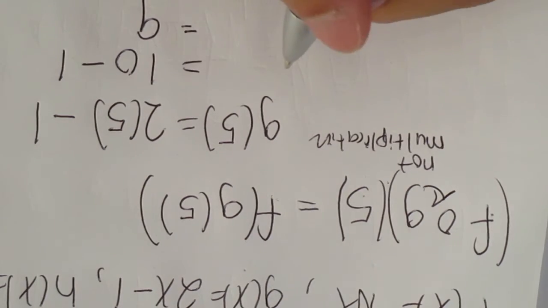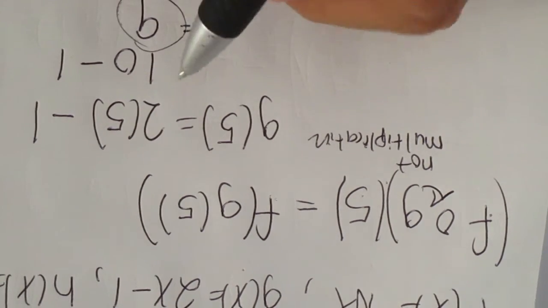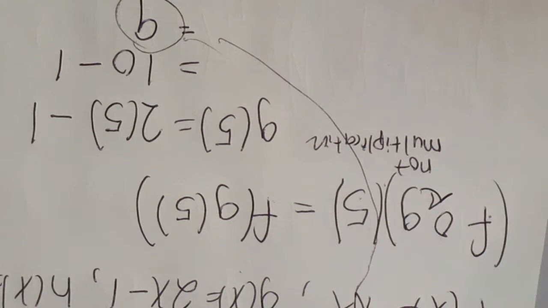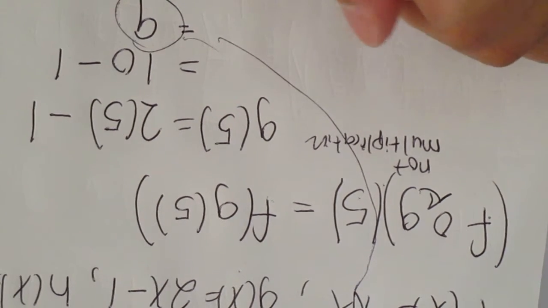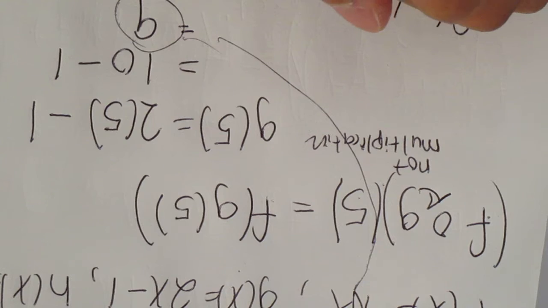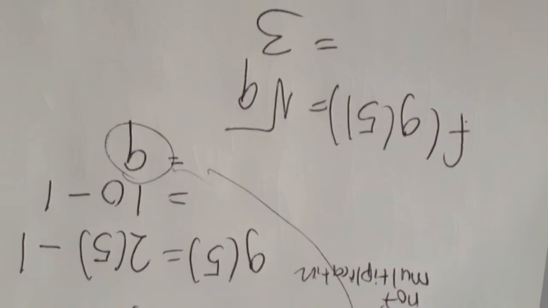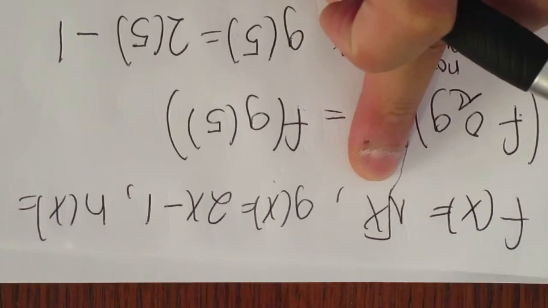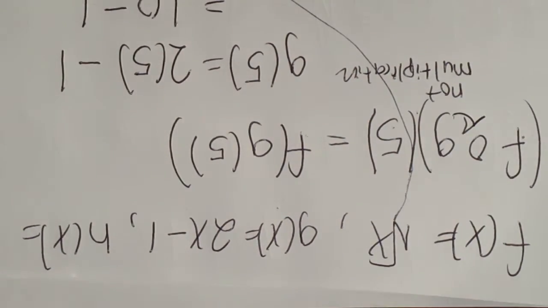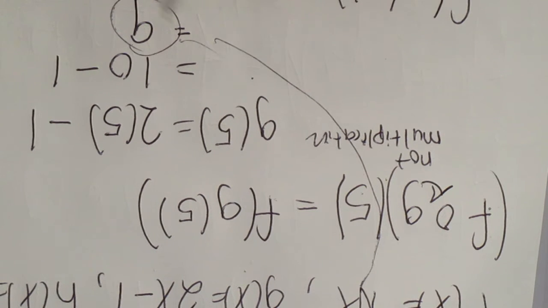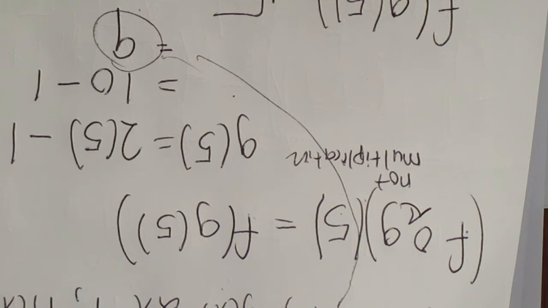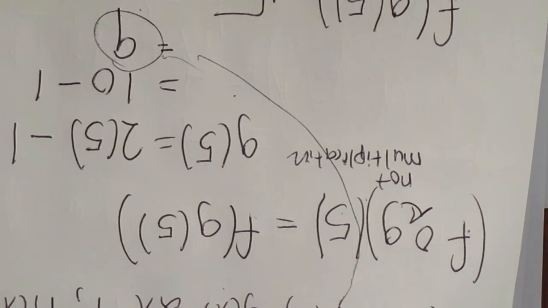Okay, whatever this answer is, you plug that into the function f. So f of g of 5 is square root of 9, which is 3. Right? Because f of x is square root of x, and we already know that g of 5 is 9, so it's just plugging it in, and so your final answer is just 3.